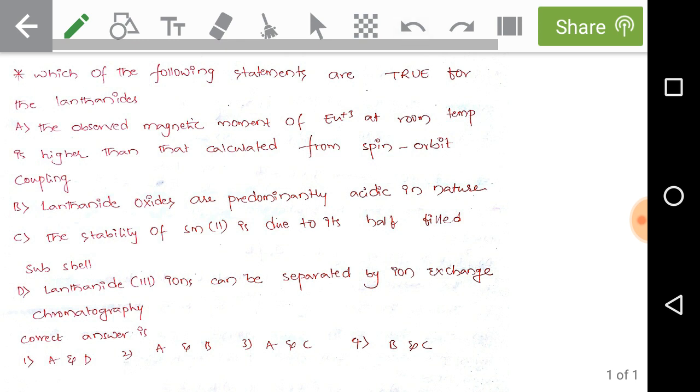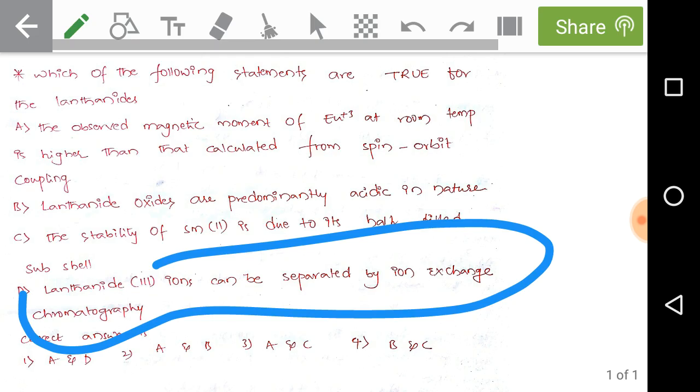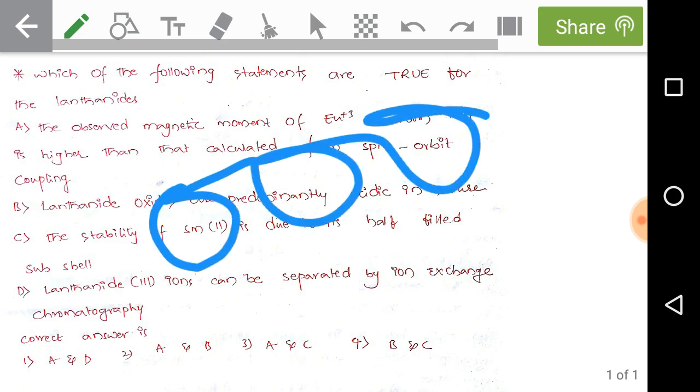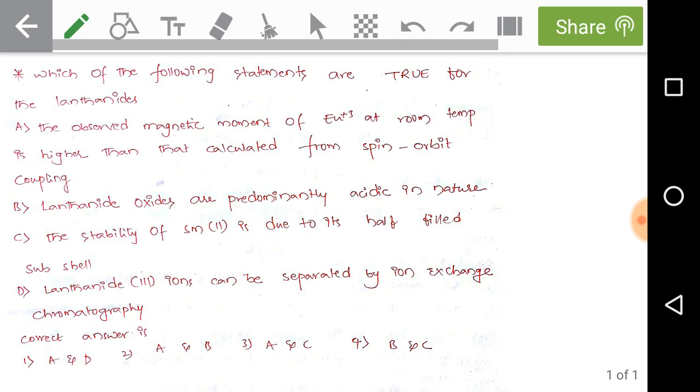Now, if you look at the fourth statement, lanthanide 3 ions can be separated by ion exchange chromatography. This is the correct one, because lanthanides have similar size due to the lanthanide contraction. Due to the similar size, it is difficult to separate them by chemical methods. That's why we need to use ion exchange chromatography. So the fourth statement is also correct. Only statements B and C are wrong, so option 1 is the correct answer.